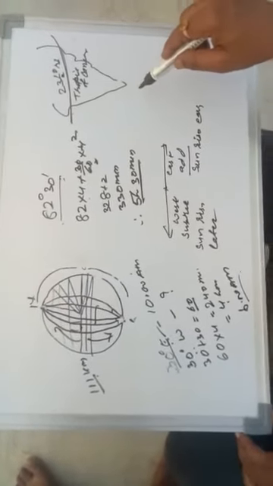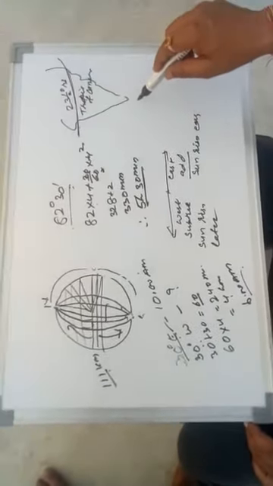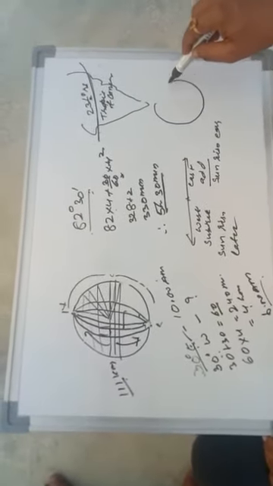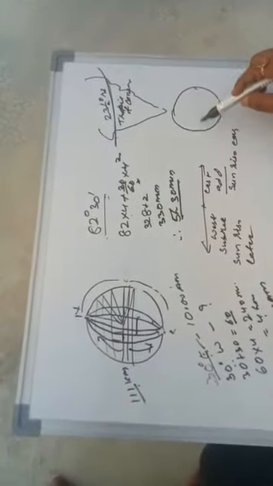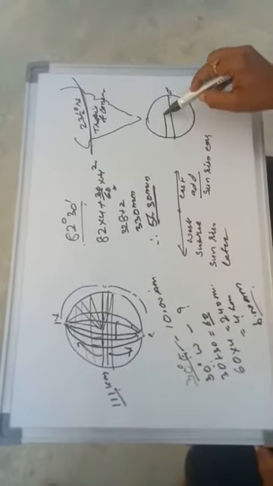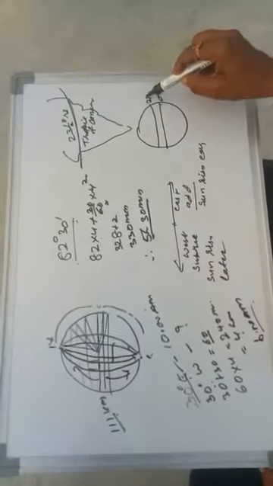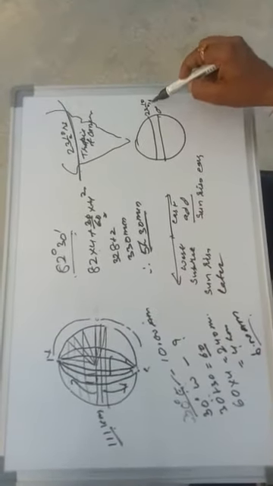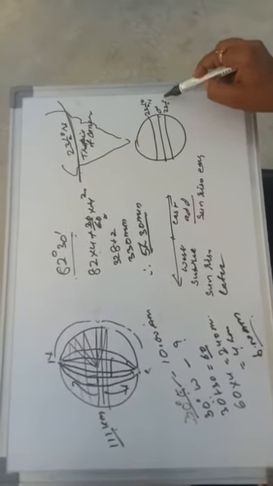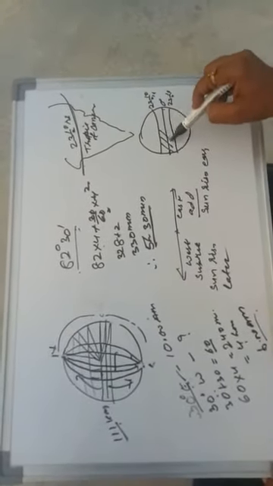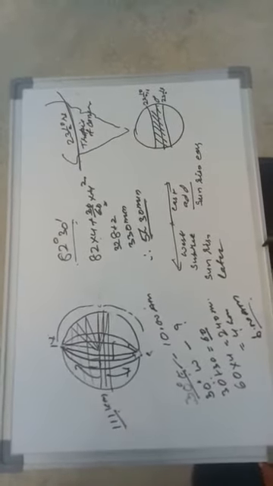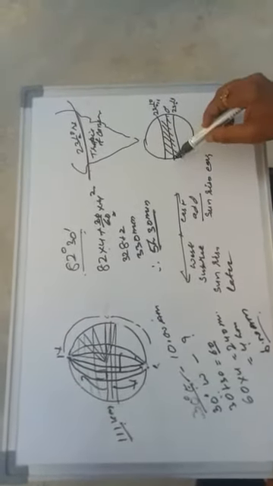One student yesterday had asked me regarding the heat zone. Zero degrees, 23.5 degrees north, 23.5 degrees south. This part is the hottest zone, meaning torrid zone.